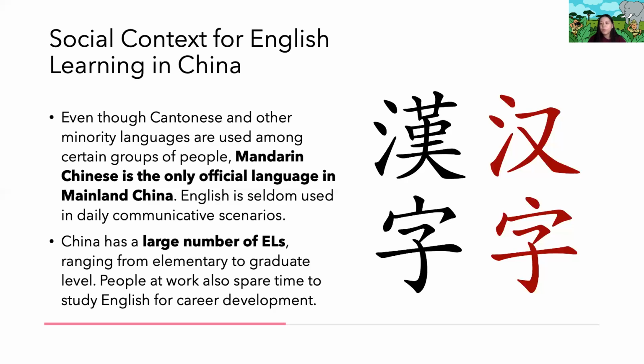For people who are in schooling, they study English for passing tests or to improve themselves for communication or academic purposes. But for people who are at work, they study English for career development. And also, since traveling and economy are increasing between China and other countries, some people study English for the purpose of traveling so that they can communicate smoothly.